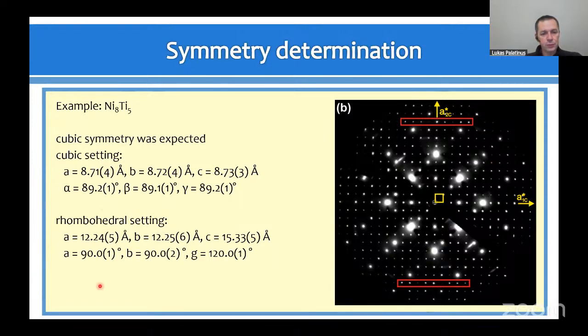Indeed, if you transform into a rhombohedral setting, then it's clear that now the angles are perfectly what they should be. There is no deviation of 1 degree. And the subsequent analysis really showed that this structure is rhombohedral and not cubic.